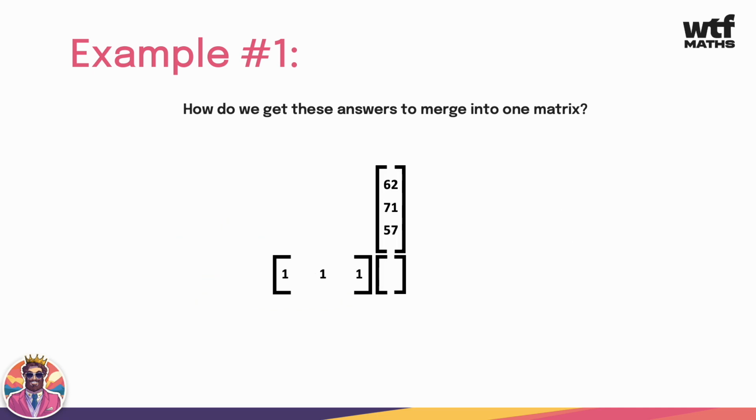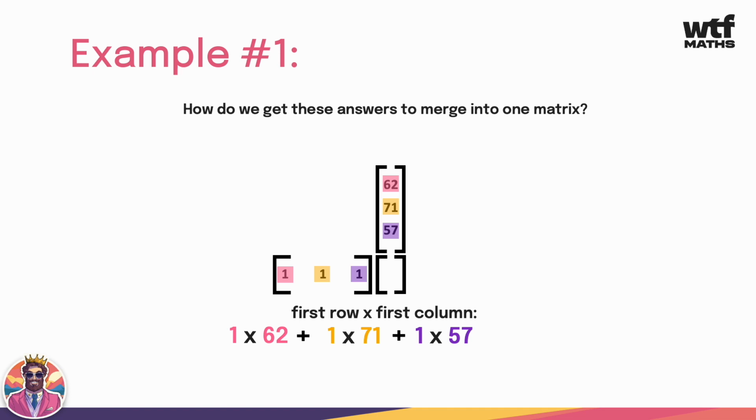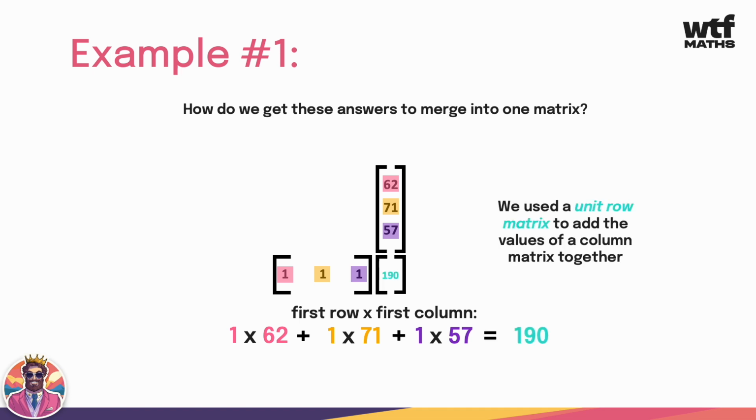So if we set up our matrix multiplication like this, we're going to times the first row with the first column. It'll be 1 times 62 plus 1 times 71 plus 1 times 57. And this will add all together to get 190. So in this example, we used a unit row matrix to add the values of a column matrix together. So just by using those ones, they multiply with each value of the column matrix and are added to 190.